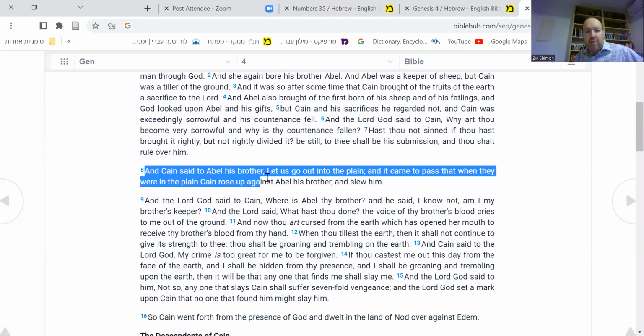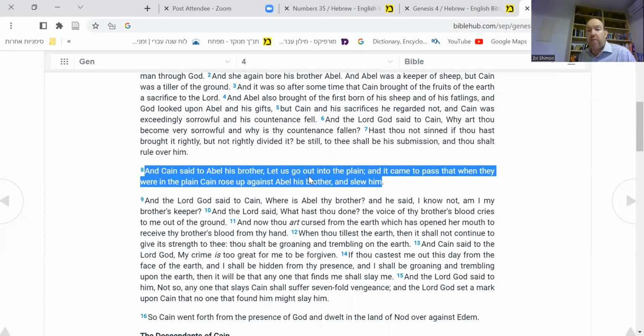And Cain said to Abel his brother, "Let us go into the plain," into the field. And it came to pass, when they were in the plain, Cain rose up against Abel his brother and slew him. Now, when you read this verse, it's perfect, right? Nothing's missing. Cain said to Abel his brother, and there's mention of what he said. Let us go out into the plain, into the field. Basically, Cain invited Abel to go out to the field. So here the speech is elaborated. And then when they're in the field, he murders him.